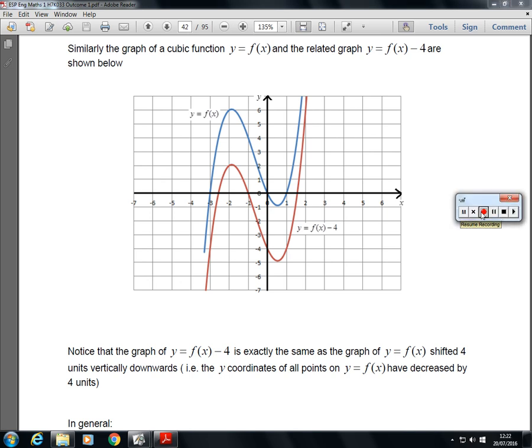There's also a translation here, down 4. The blue graph f of x has been moved down 4 units. Every single point has been moved down 4 to give the red cubic.